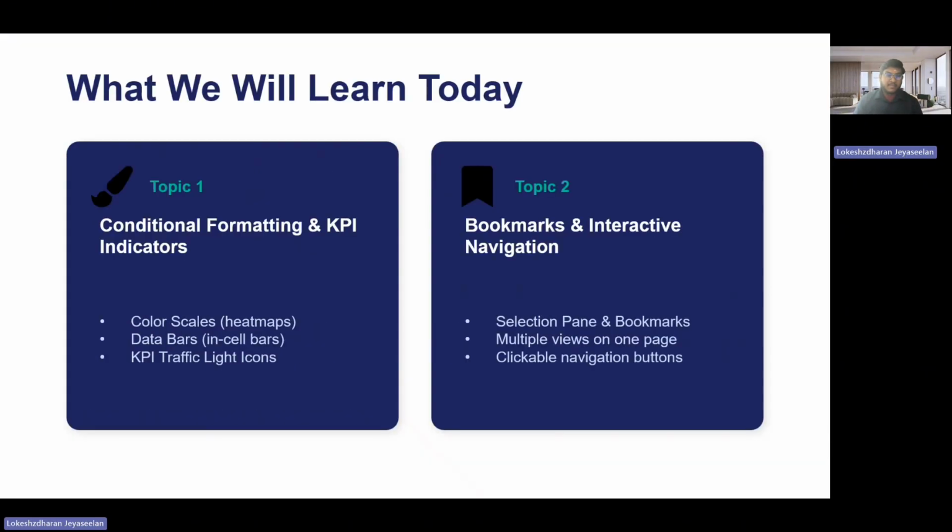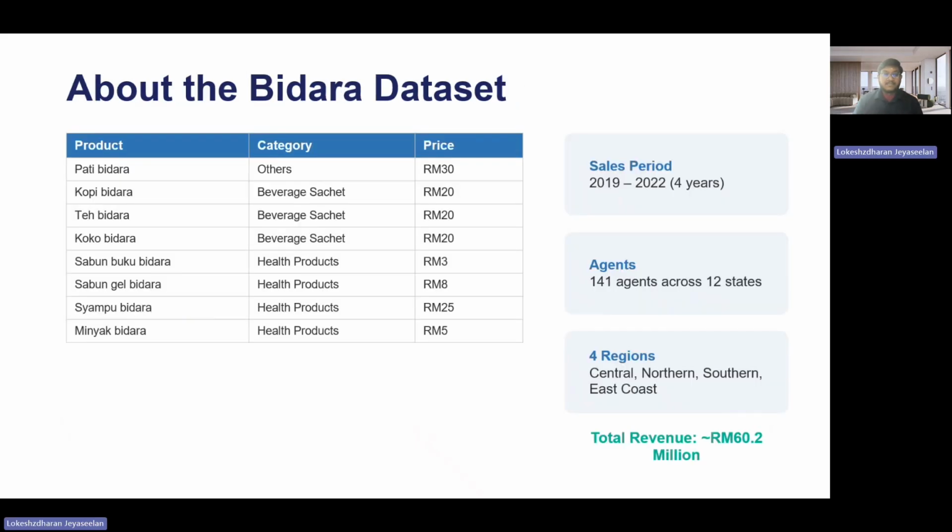So what we'll learn today is, for topic one, conditional formatting and KPI indicators, we'll be learning how to use color scales, heat maps, data bars in cell bars, KPI traffic light icons. And for topic two, bookmarks and interactive navigation, we'll be using selection pane and bookmarks, multiple views on one page, clickable navigation buttons.